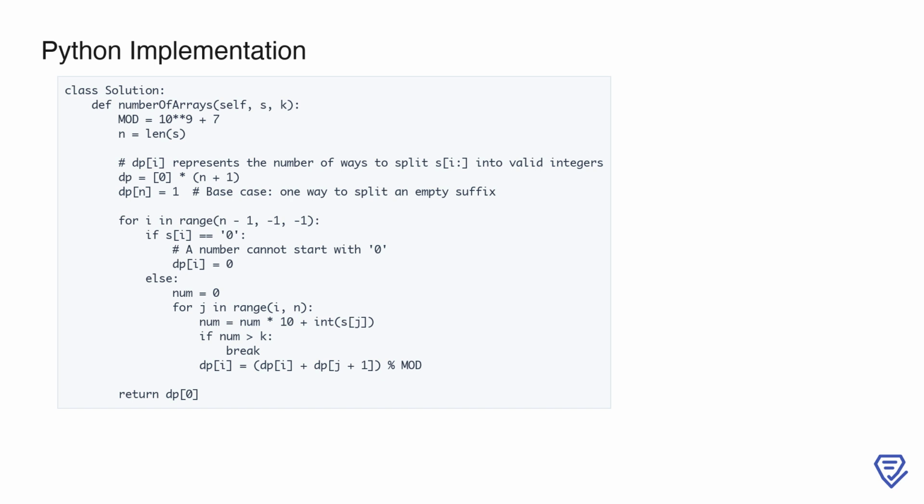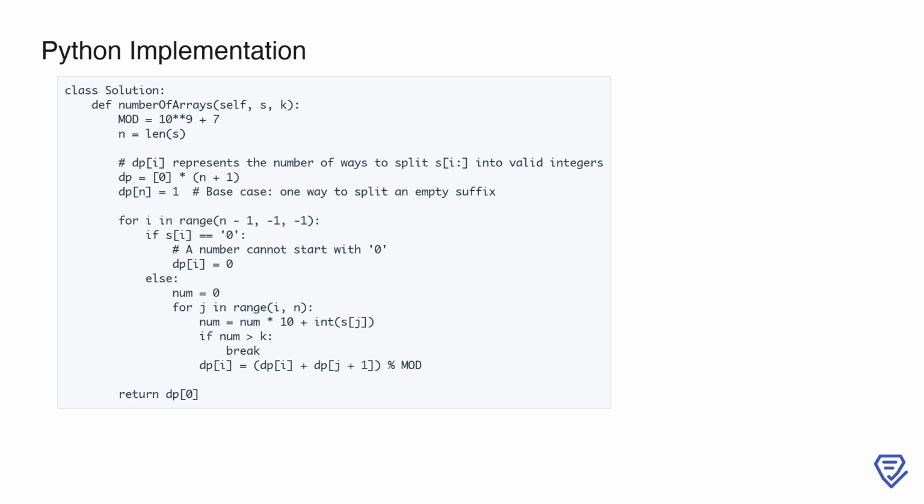3. Building numbers and checking validity. A nested loop iterates through the substring starting from i and constructs the number digit by digit. If number is greater than k, the loop breaks since no further valid substrings can be formed. Otherwise, the value of dp[i] is updated by adding dp[j plus 1], the number of ways to split the remainder of the string, modulo mod.